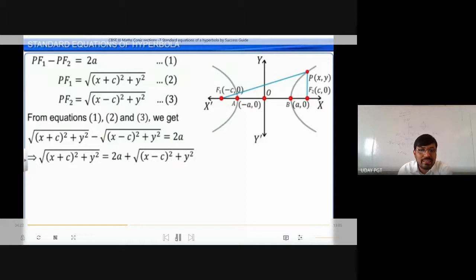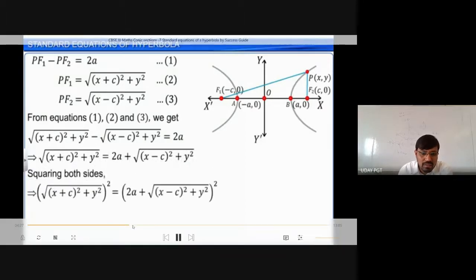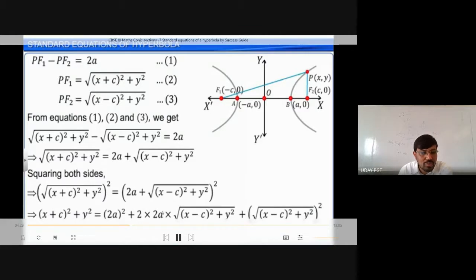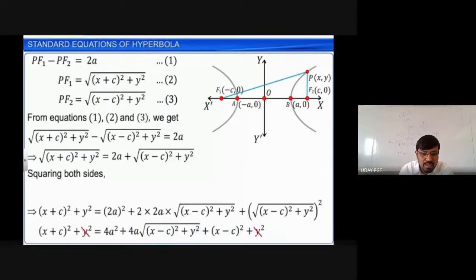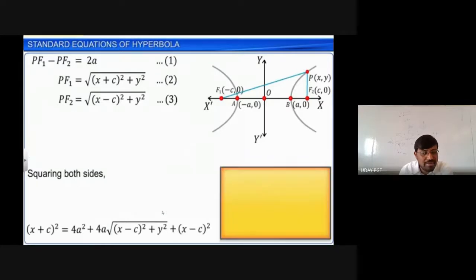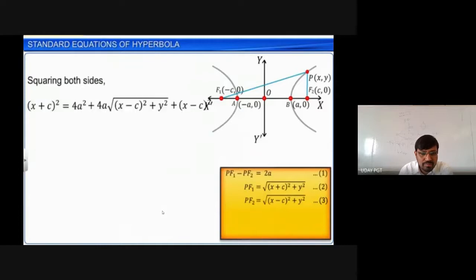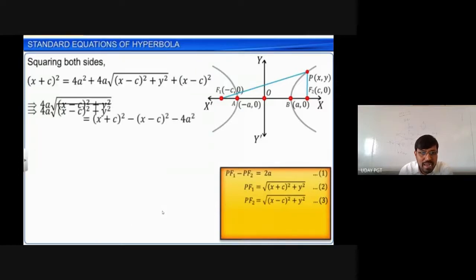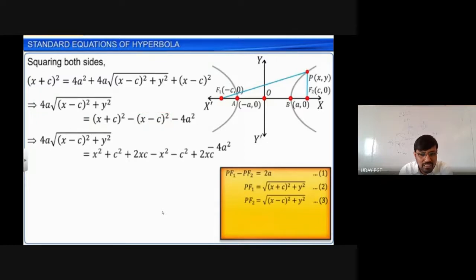On expanding this, simplifying, and squaring on both sides and simplifying, we are going to get it. It is just simplification, expanding whatever is given to you and simplifying. It is just the algebra part here.